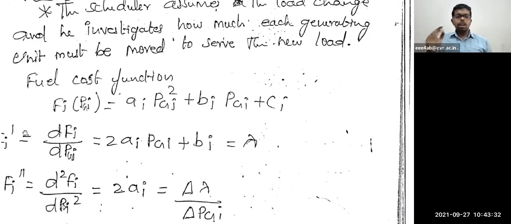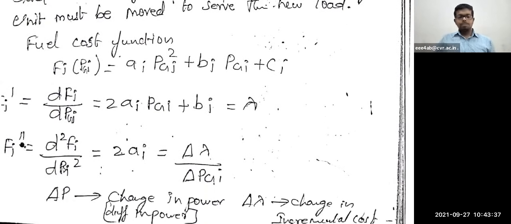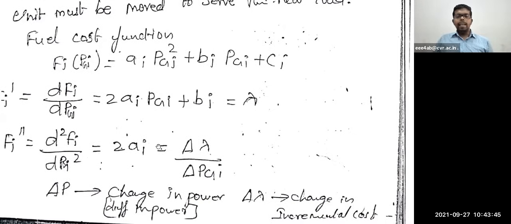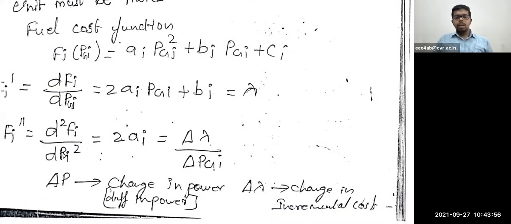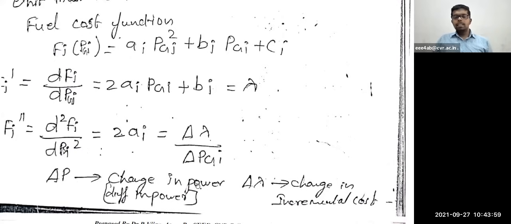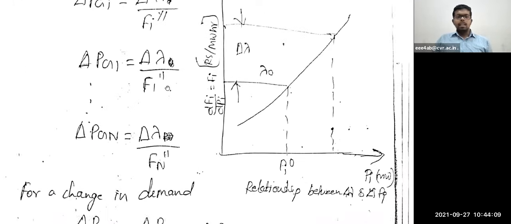So differentiating that fuel cost a single time gives this. Next, you differentiate the fuel cost a second time, that is d squared Fi divided by d PGi square. That is nothing but 2ai. This lambda we also differentiate with respect to PGi, so del lambda divided by del PGi. Del P is nothing but change in the power. Del lambda is nothing but change in the incremental cost.